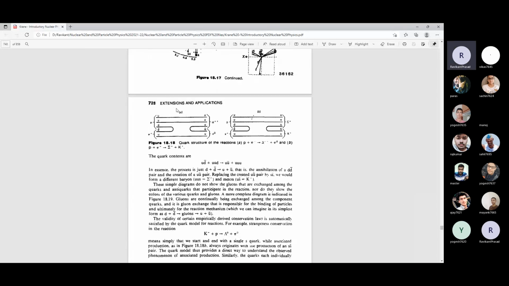See this reaction. This is what I have written. And this is another reaction. This is also possible, that these two D can combine and they can become U U bar, which is what I have written, and it can become S S bar also. This is strange and strange anti-strange. So this becomes a new particle. So this is just a rearrangement.